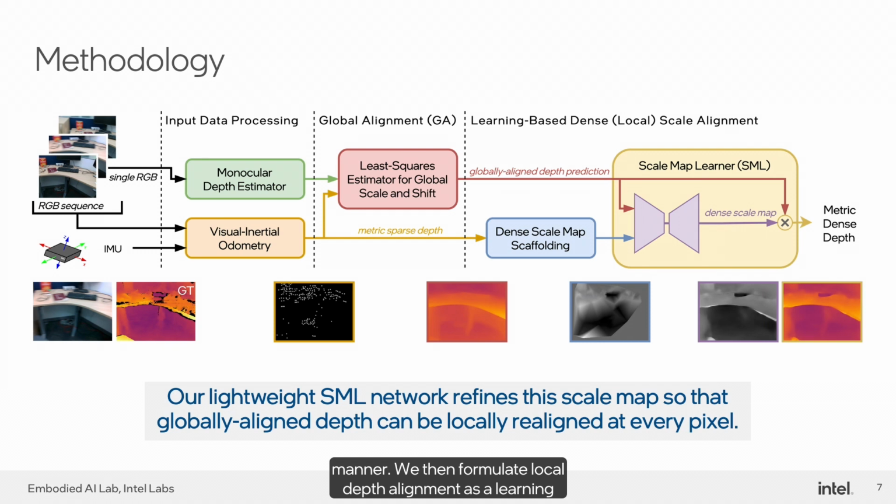We then formulate local depth alignment as a learning-based task and train our scale map learner network to refine the scale map scaffolding. The network regresses a dense scale map that can be applied element-wise to the globally aligned depth. This realigns depth at individual pixels.